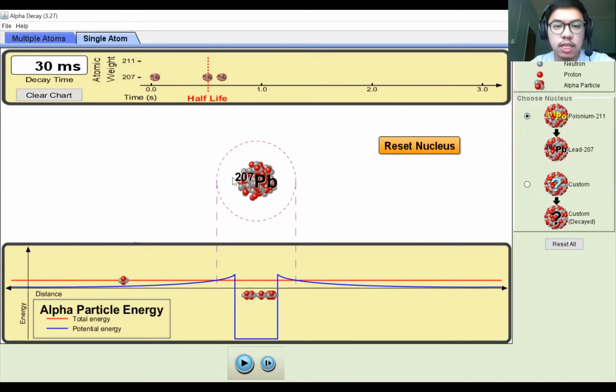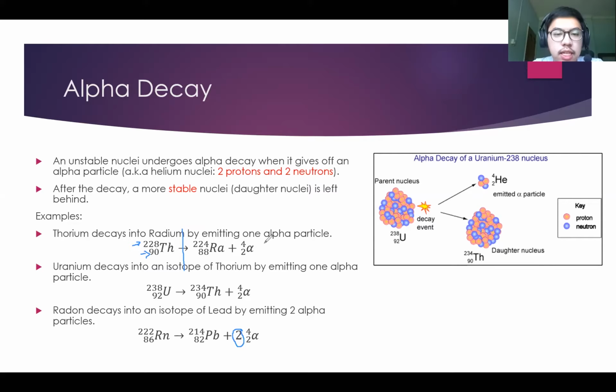Now, the thing that you need to know about the decay equations is that the numbers are all balanced. The numbers on the left of the equation and the numbers on the right of the equation are all balanced. So what do I mean by that? You have the nucleon numbers at the top and then the atomic numbers at the bottom. The numbers on the left side are always equal to the numbers on the right side. So let's look at this first example.